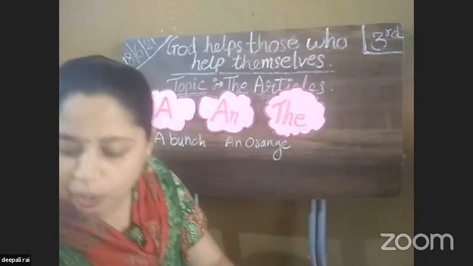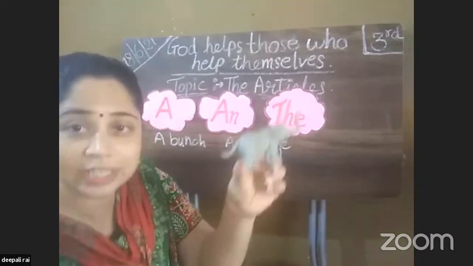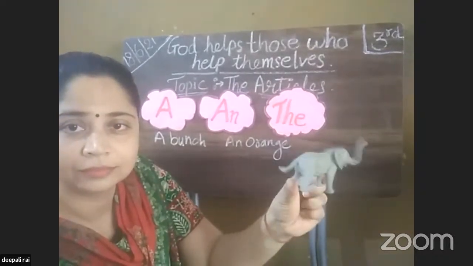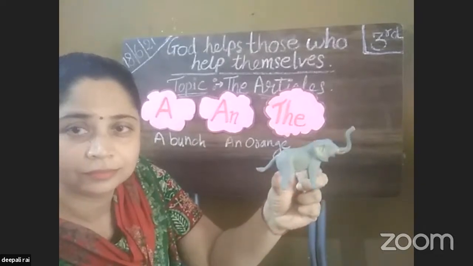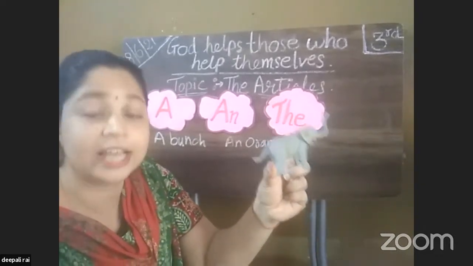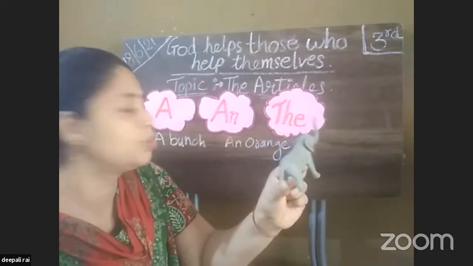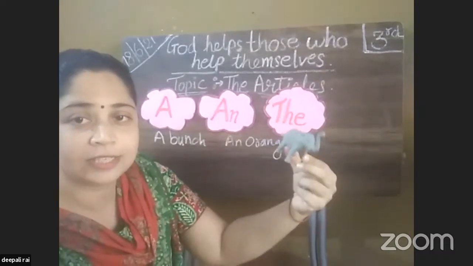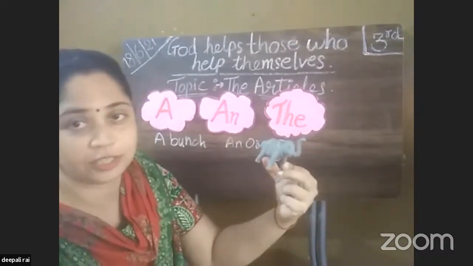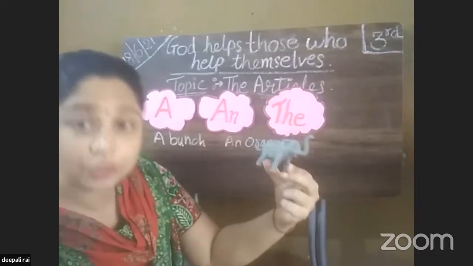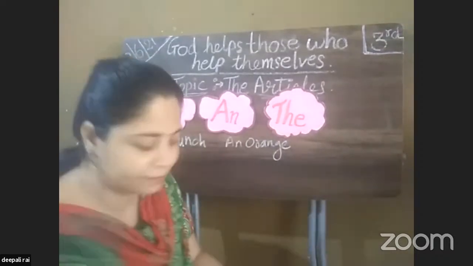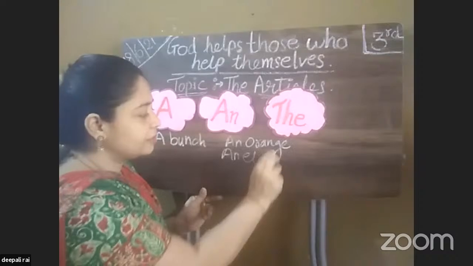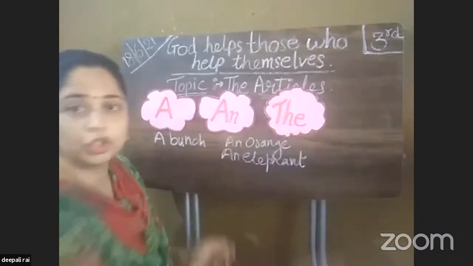Great. Now see. What is it? See this animal. Yes, elephant. So where am I going to write it, in A or AN? Where should I write this? A elephant or an elephant? Yes, Suhana, very good, beta. It is an elephant. An elephant. Good, very good.